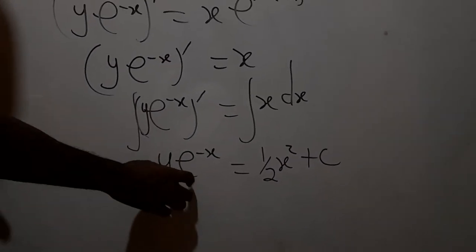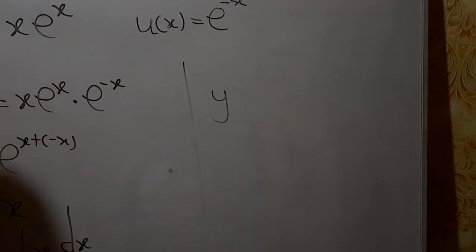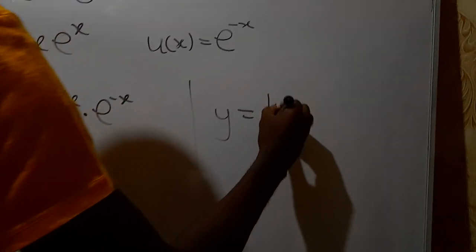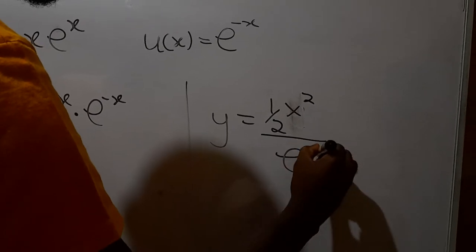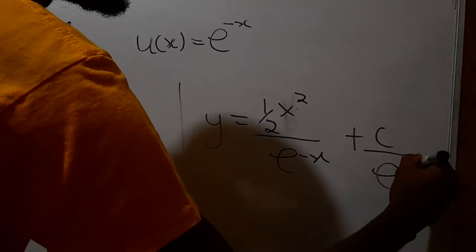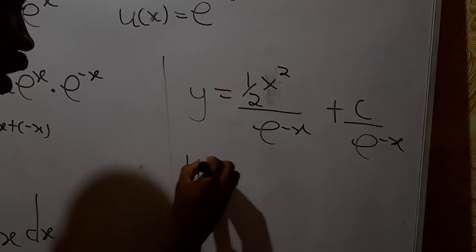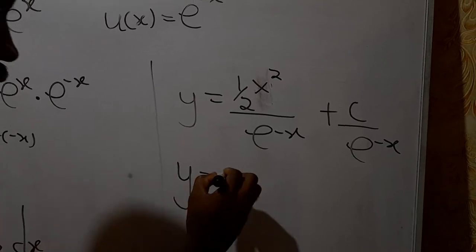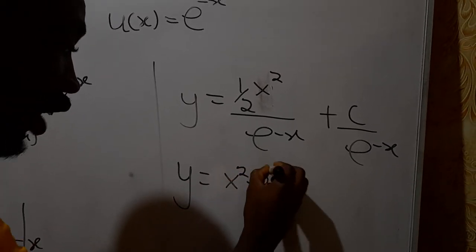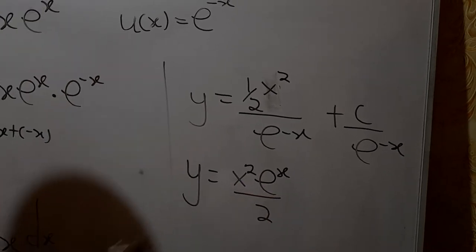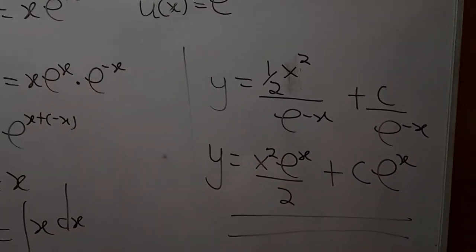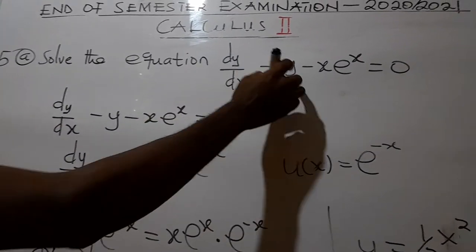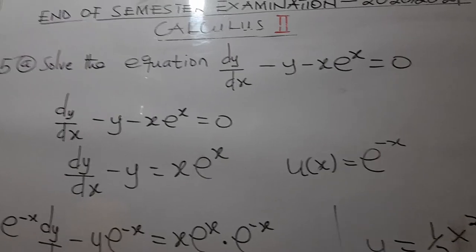Now what do we do? We can divide both sides by e exponent negative x to leave the dependent variable. So we get y equal to half x squared e exponent negative x over e exponent negative x... that is, y equals half x squared over e exponent negative x plus c over e exponent negative x. So using indices, we can send this one to the top and it becomes positive. So we'll have x squared e exponent x over 2 plus the same thing, c e exponent x. Then this becomes the general solution to this differential equation. I hope you get that.